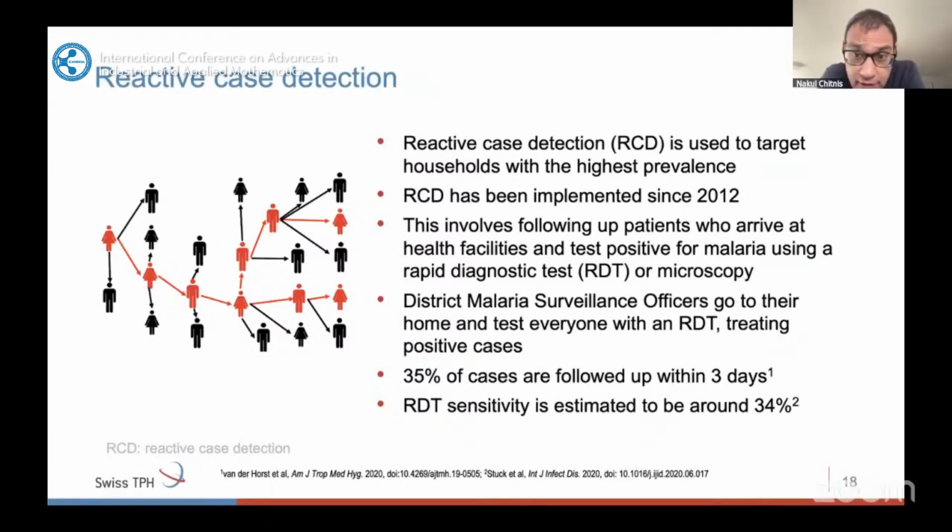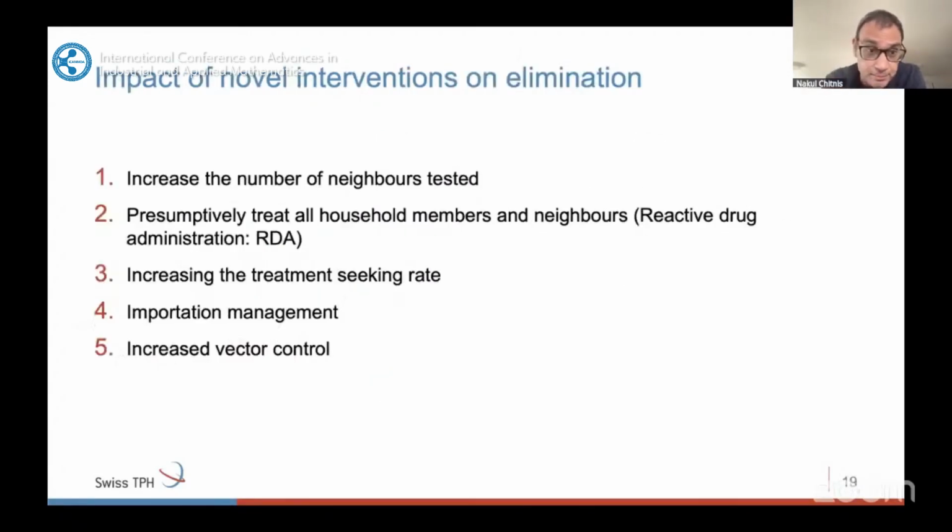This is a way of targeting households with the highest prevalence. So if someone shows up at the health facility, the program then follows the person home and tests either people only in the household or some of the neighbors of this person to see if they have malaria. And if they have malaria, they're also then treated. And this is a way of, as transmission goes down, you have more clustering of cases, and this is a way of catching these cases.